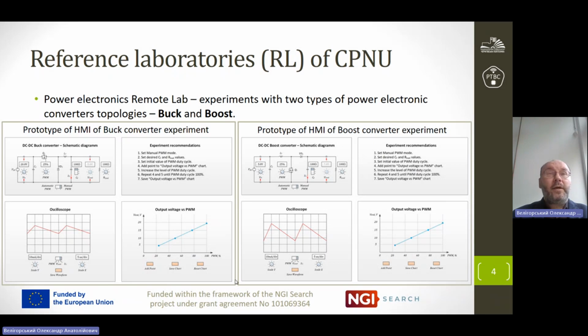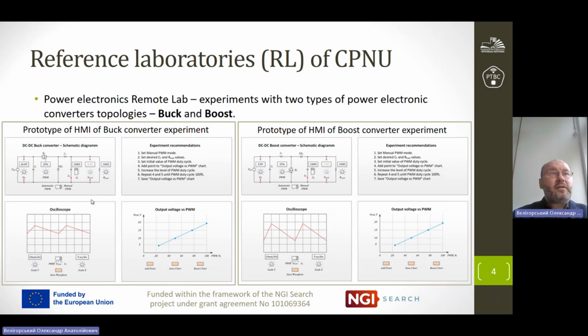the project. And this human-machine interface describe the control elements and the scopes and charts for two experiments, buck converter and boost converter, that should be developed in Chernihiv Polytechnic National University in accordance to the project.